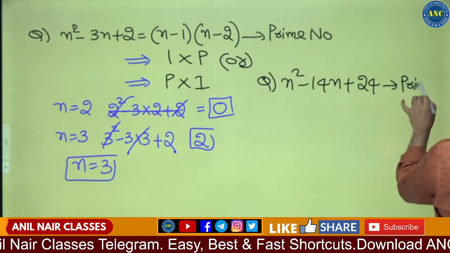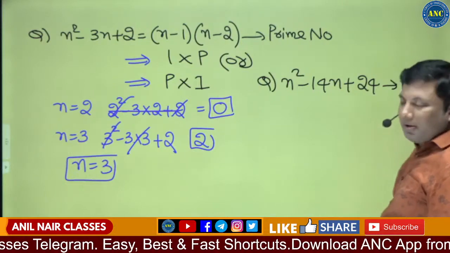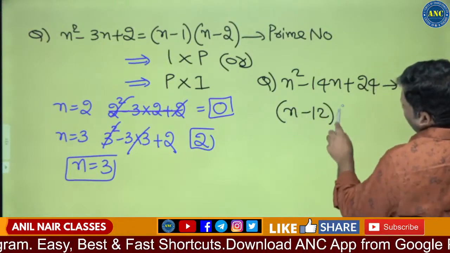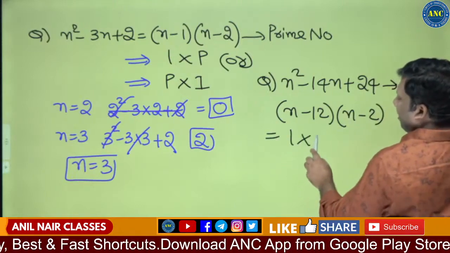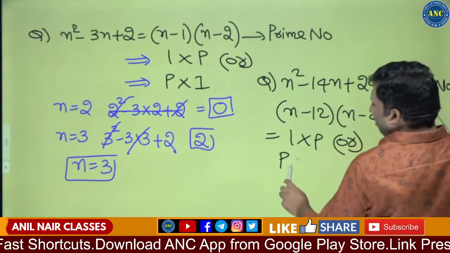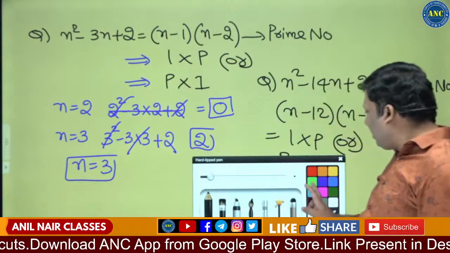14n plus 24, this is a prime number. If it is a prime number, same thing. If I condense this equation, it becomes (n minus 12) into (n minus 2). If it is a prime number, it will have only two factors, 1 and p, or p and 1. I hope the idea is clear.